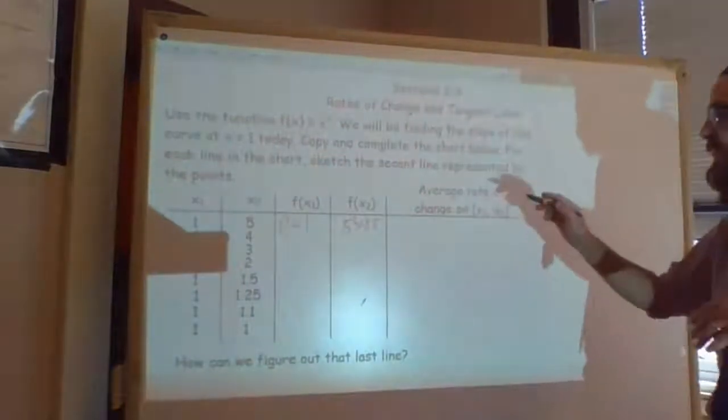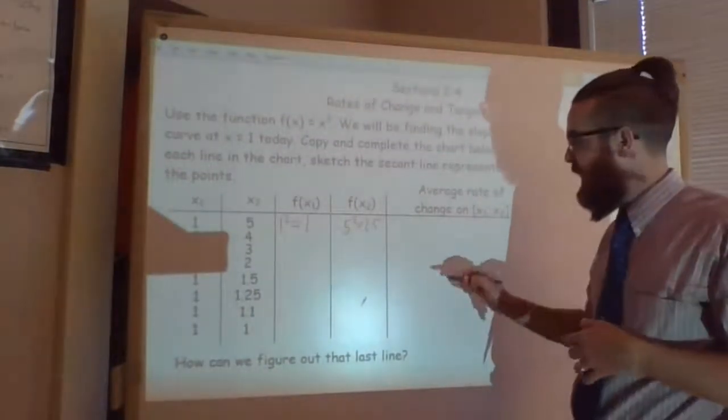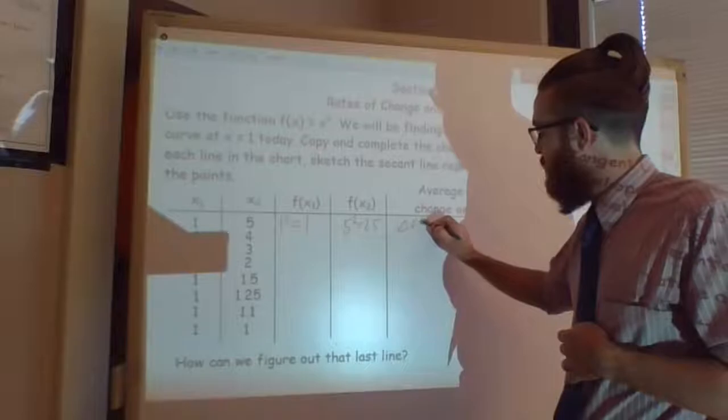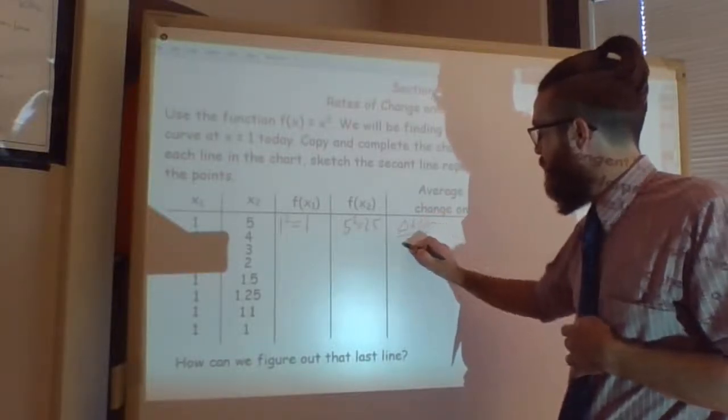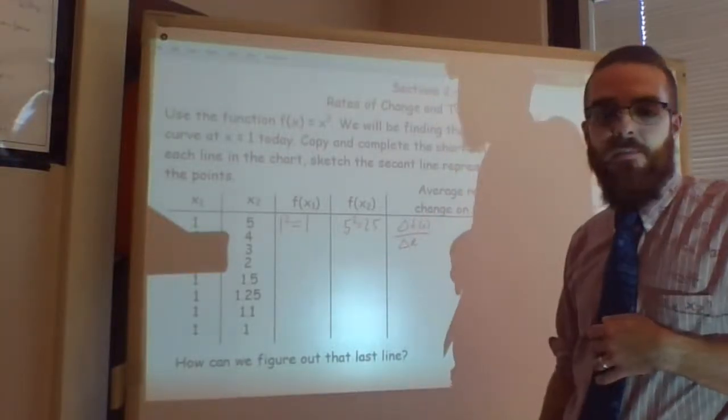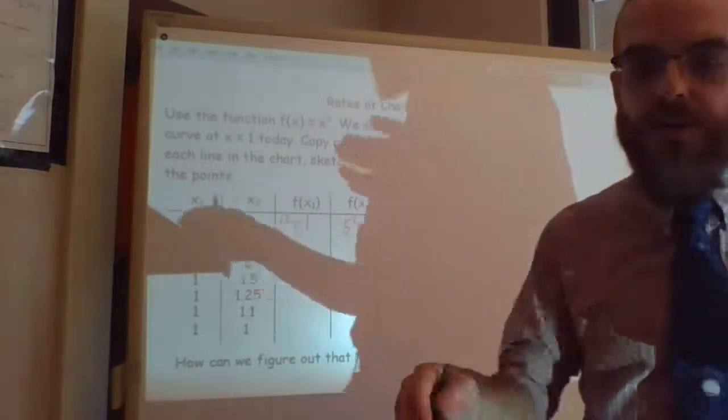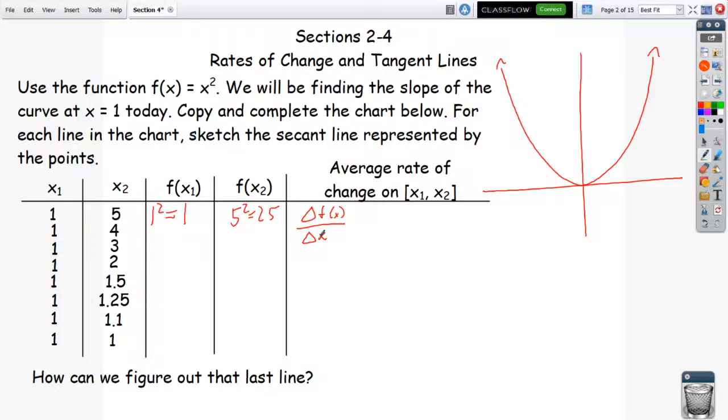Next thing that we want to find is the average rate of change. Average rate of change is just the difference in f of x divided by the difference in x. That's just slope. All we're trying to do is find the slope between two different points. So in this case, we've got f of x2 minus f of x1, 25 minus 1, over x2 minus x1, over 5 minus 1, 24 fourths, aka 6. The average rate of change on this interval is 6.